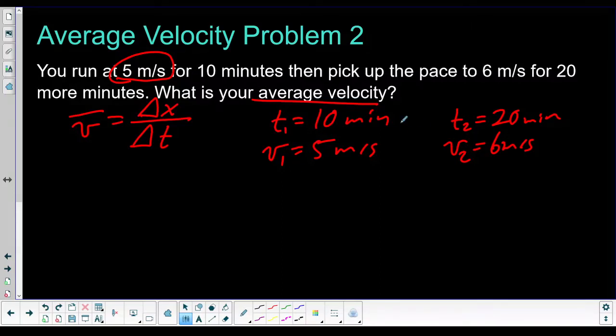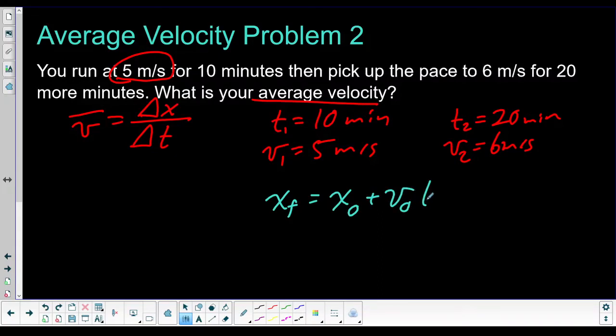So we have our total amount of time. It's 10 minutes and then 20 more. That's 30 minutes altogether. So we have our total time. We don't have a total distance, though. That's the problem here. So we need to think, how can we figure out how far we went? Well, luckily for you, you just learned an equation that tells you how far you go, right?